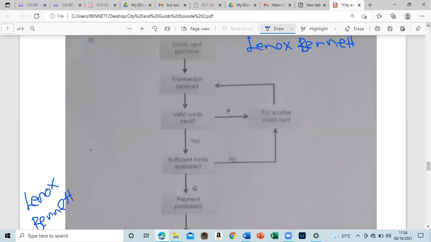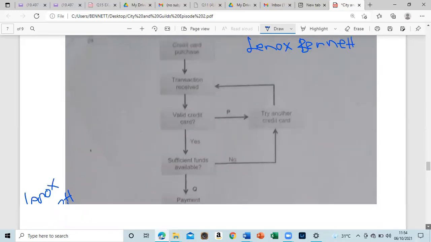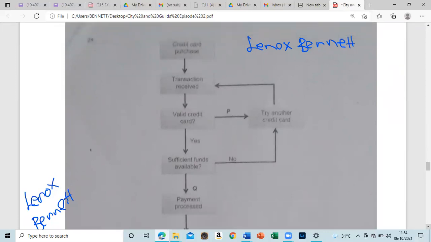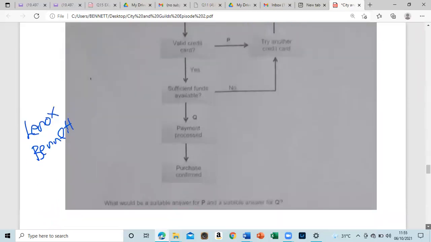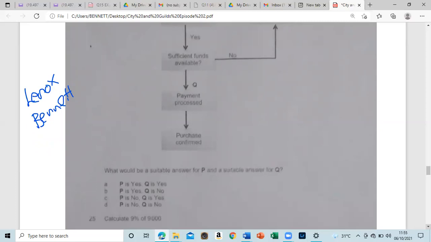Alright, so let me see P. You have a credit card purchase, transaction received. So P is when you have a valid credit card. If you have a valid credit purchase, transaction received, valid credit card, try another card. Alright, so let's try another card. Let's see what Q says now. Valid credit card, yes. Sufficient funds available, yes. Payment processed, purchase confirmed. So Q is basically when everything goes through. Alright, what will be the suitable answer for P and the suitable answer for Q? P is yes, and I would say P is no, and Q is yes.